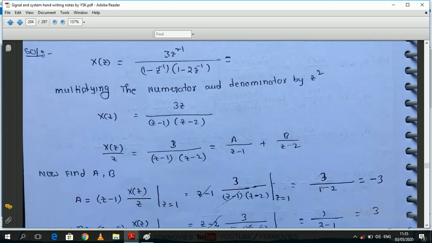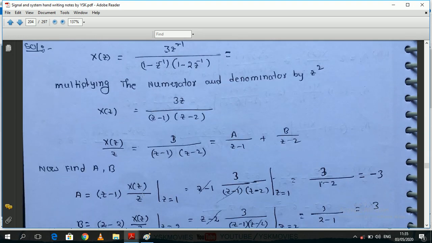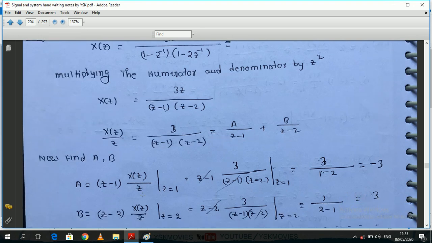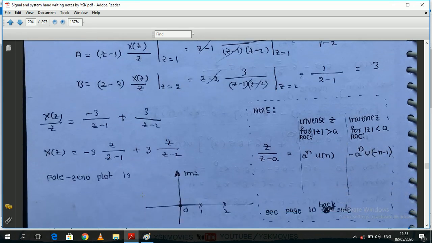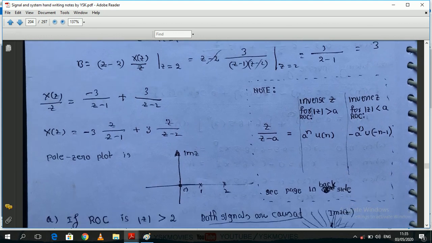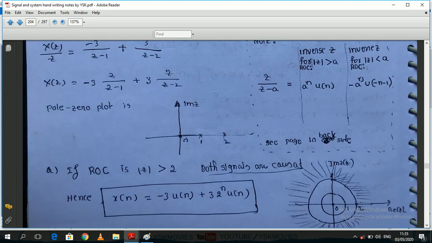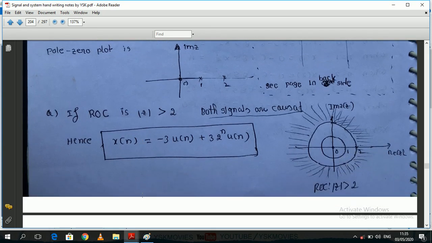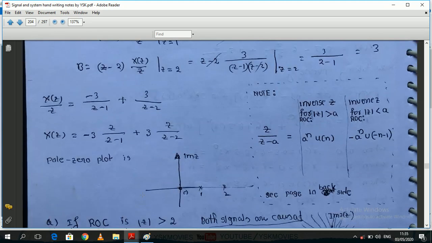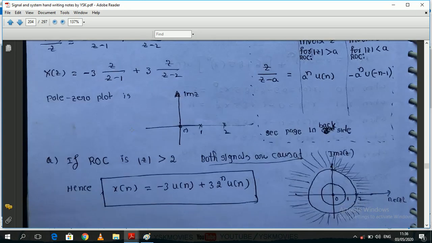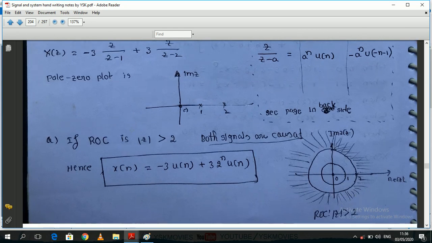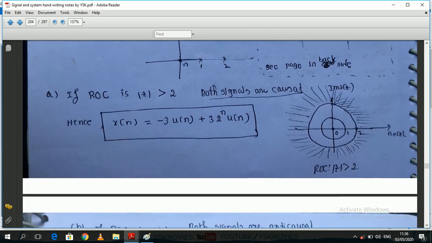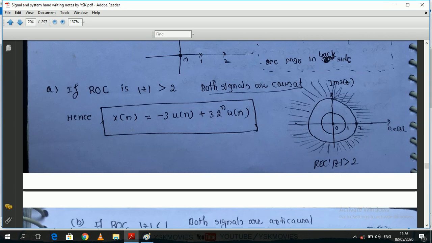Commonly, you just do the problems like here, where I am using the partial fraction method. So finally we get the answer. Note that if ROC is greater than 2, that means it is a right side sequence. So what type of answer do we get? We got minus 3 z by z minus 1 plus 3 z by z minus 2. So the first problem's answer, if ROC is z greater than 2, is a right side sequence. Put it like this and draw the ROC also.